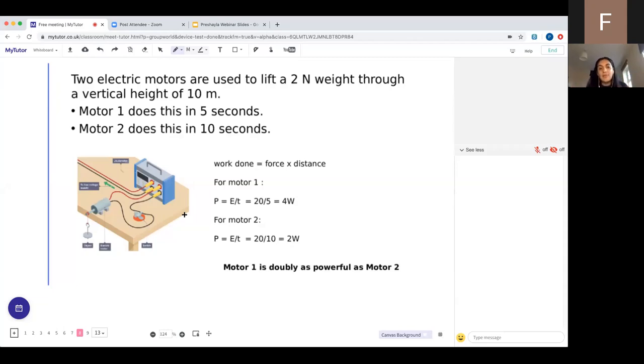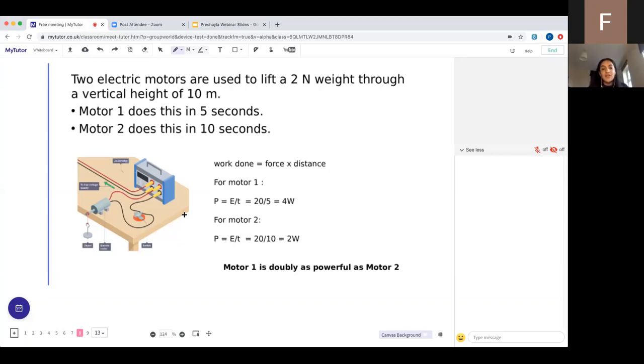Now, stepping back from the maths, let's think about this physically. If motor 1 does it in 5 seconds, but motor 2 takes much longer to do it, motor 1, we say, is more powerful, right? That makes sense. It's like in a car, if a car reaches a speed quicker than another car, we say that the first car is more powerful. We just know that from our physical description of the world around us. But now let's look at the maths and see exactly why this is true using our power equation.